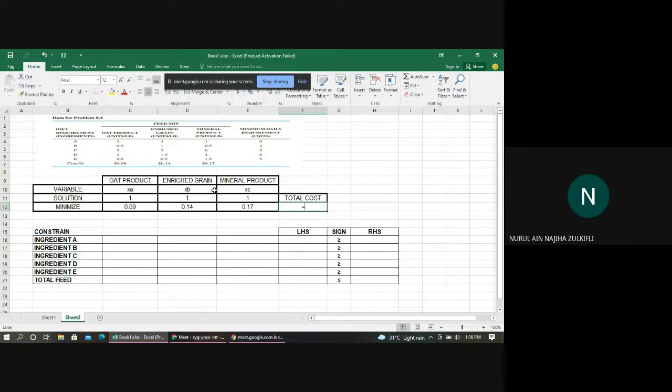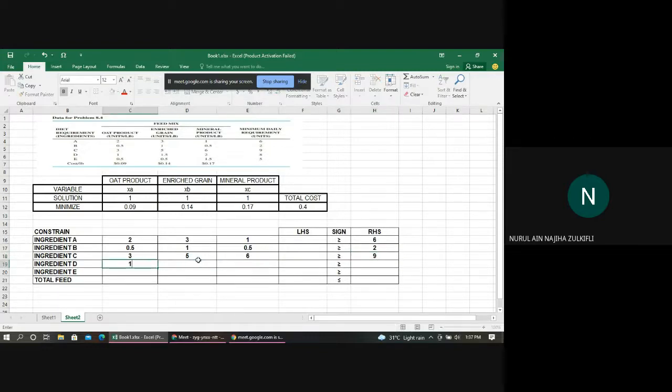So for the total cost is equal sum product, solution with minimize. So we get 0.4, and then we complete the constraint for the ingredient A: 2, 3, 1, 6. Then we complete for the ingredient B: 0.5, 1, 0.5, 2. For the ingredient C: 3, 5, 6, greater than 9.